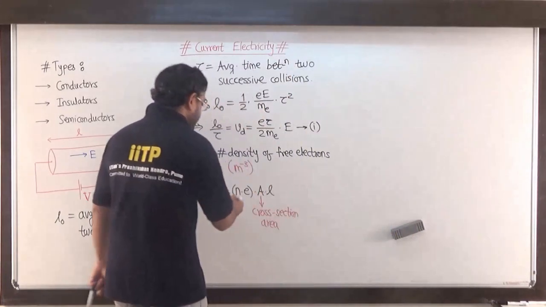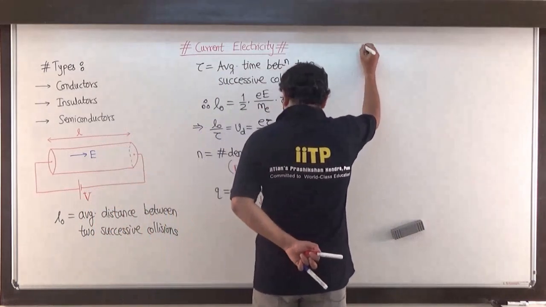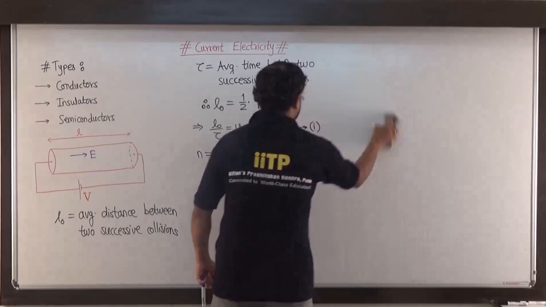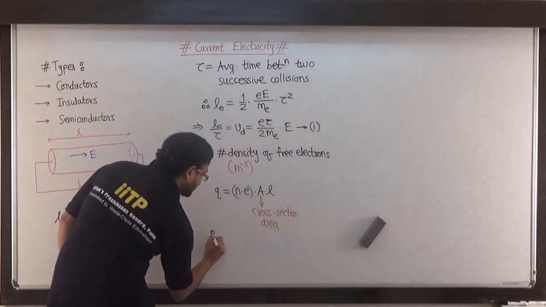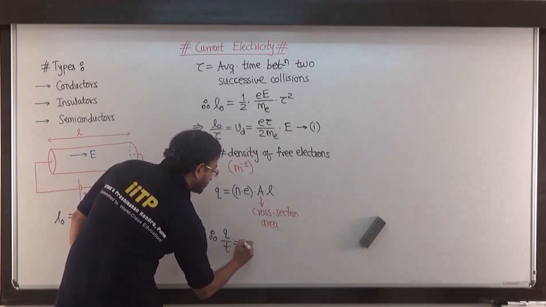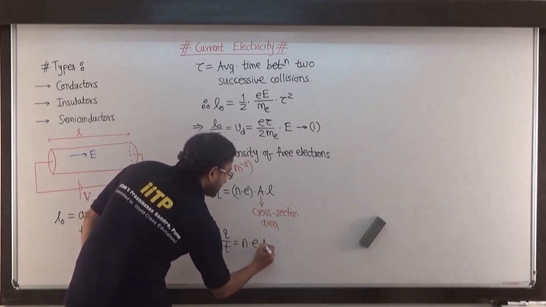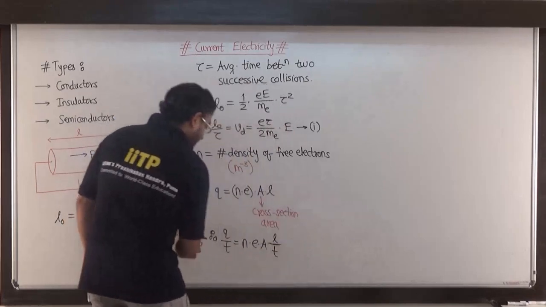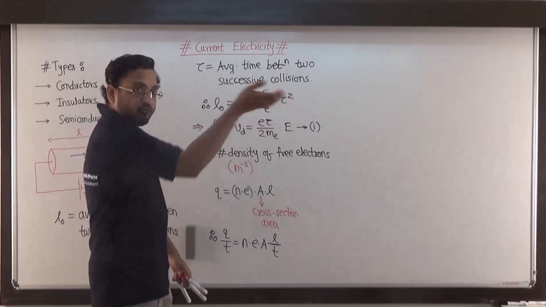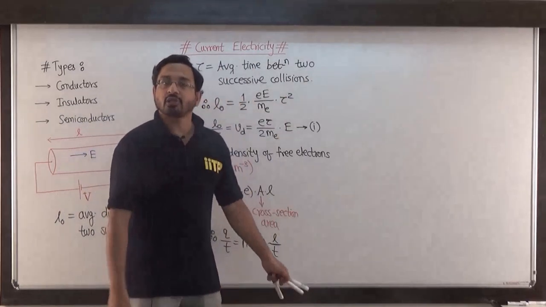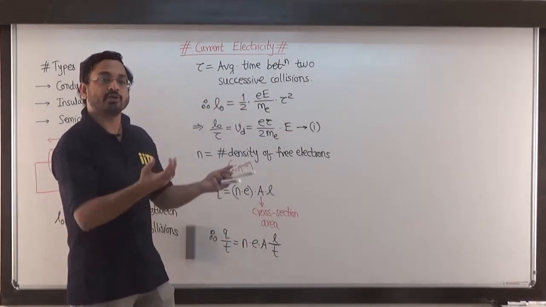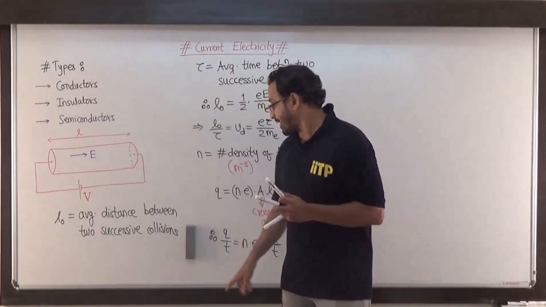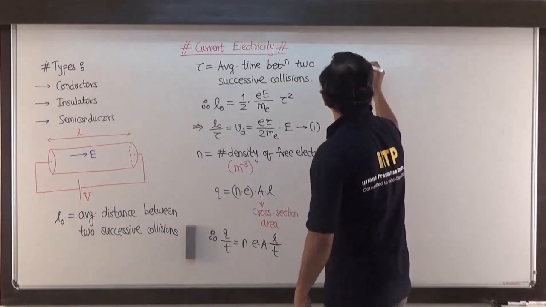So when I divide both sides by t, I will get the result Q by t is equal to n e A L by t. But now immediately I see that the left hand side is nothing but the charge flowed per unit time. So the left hand side is nothing but the current. That is how we define the current, the rate of flow of charge. So the charge that flowed was Q, the time taken was t. So the left hand side becomes electric current I.